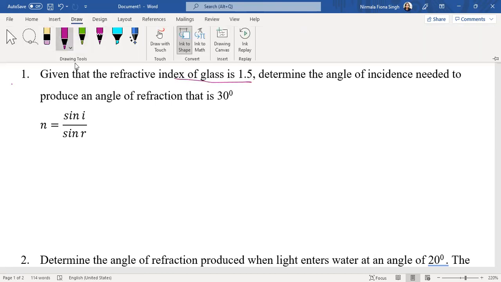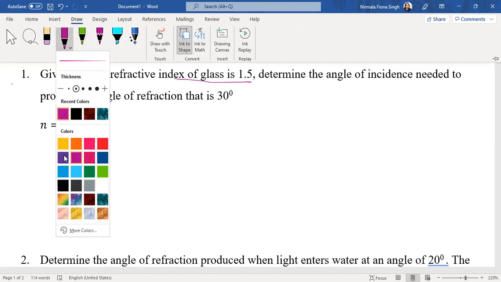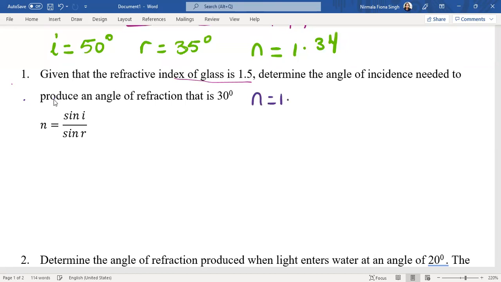So you're going to say n is equal to 1.5. They are asking us to find the angle of incidence, so we do not know it. And it needed to produce an angle of refraction that is 30 degrees. So that means that r is equal to 30 degrees.